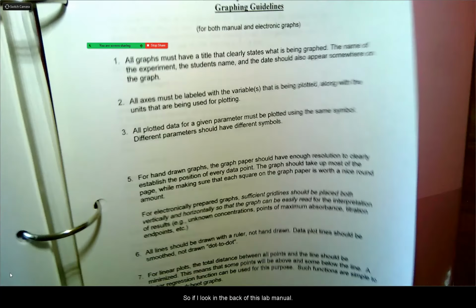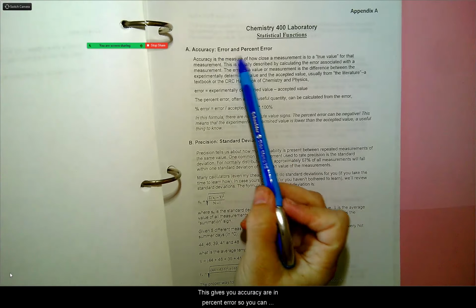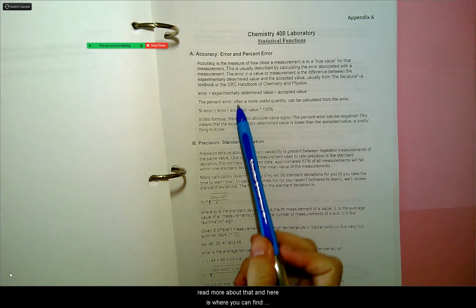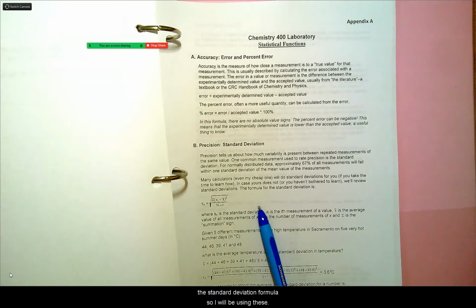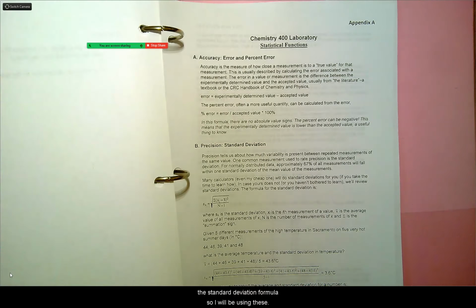If I look in the back of this lab manual, over here, this gives you accuracy error and percent error, so you could read more about that. And here is where you can find the standard deviation formula. So I will be using these.